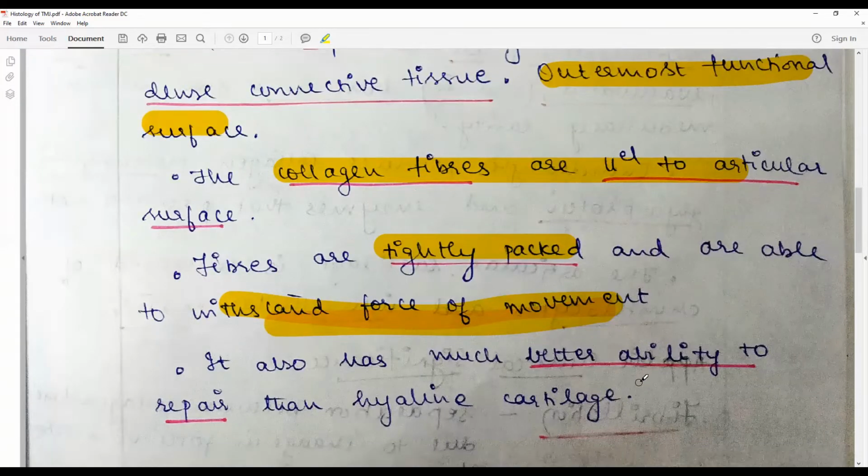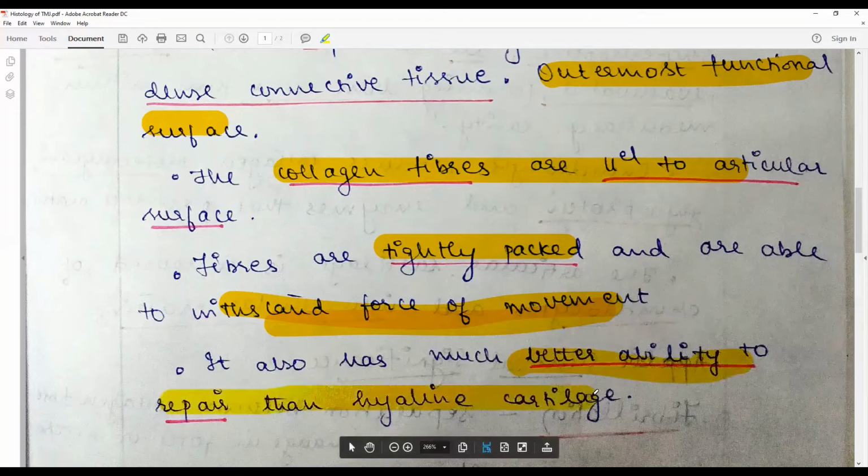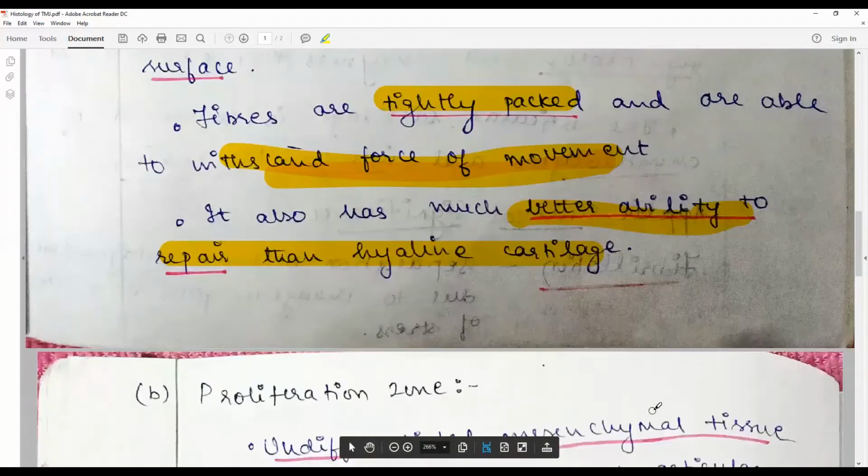So it is mostly collagen in nature. It is generally less susceptible than hyaline cartilage to the effects of aging also. Therefore, it is less likely to break down over time. It also has much more ability to repair than the hyaline cartilage.